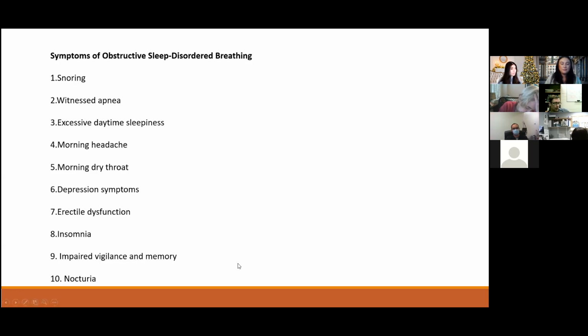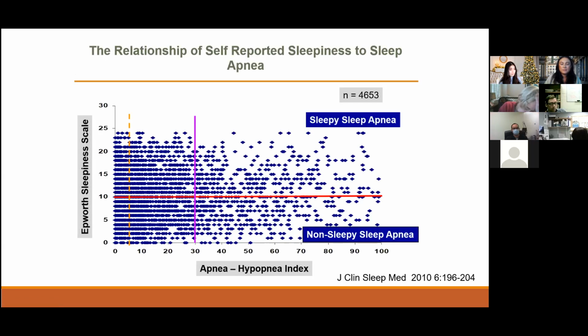Nocturia, difficulty concentrating, particularly at work. Someone might complain of difficulty staying on task or remembering what they need to do. None of these in and of themselves are that predictive, but the most predictive is awakening, choking, and gasping at night. This is the relationship of sleepiness to sleep apnea.